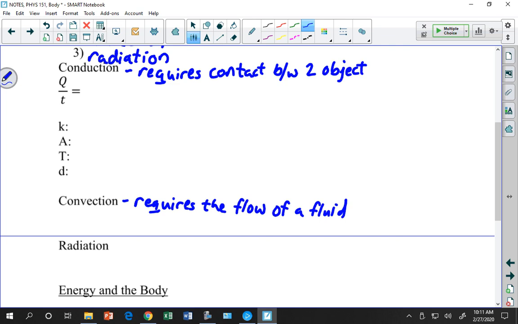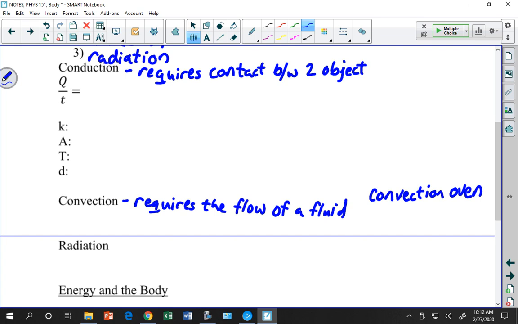Convection requires the flow of a fluid, like for example a convection oven. Y'all know what's so special about a convection oven? Why is a convection oven different from just a regular oven? Which would be called, by the way, a radiation oven. We'll see that in a bit. What does a convection oven have that other ovens don't have?